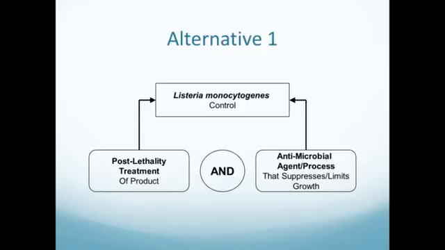So just to give you an idea about risk management, how they do it in the US, as I say, they've got a zero tolerance policy, but they've got 3 alternatives. So this is where the governments or these bodies give you ways to manage the risk. So alternative 1 is where you've got a post-lethality treatment. It could be impact thermals, pasteurization, it could be high pressure processing, and it's also got an antimicrobial agent, for example diacetate. So when you've got those 2 in combination, your risk is going to be very low.